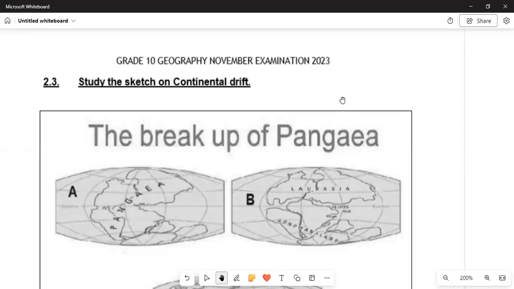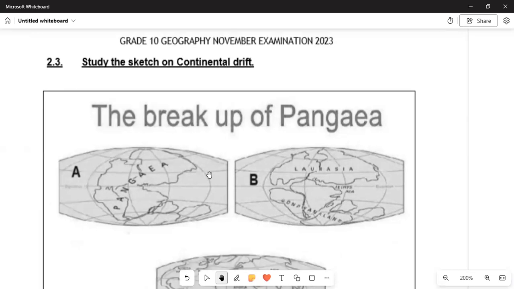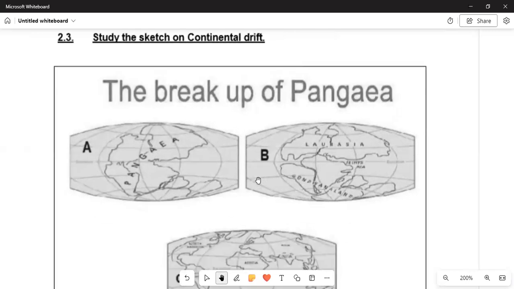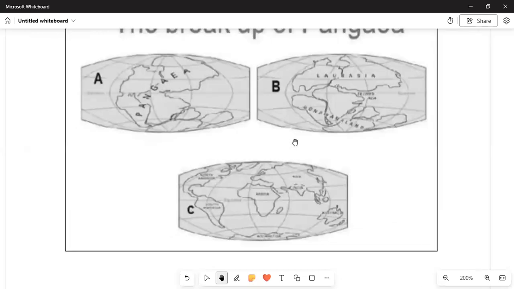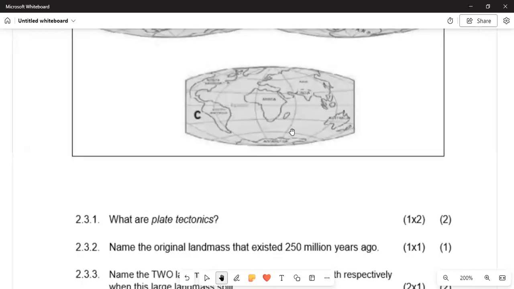the study of the sketch on the continental drift. We have understood the concept based on the continental drift. When these continents move away from each other based on many factors, which we have explained in our previous module, we are giving the breakup of the Pangaea in terms of A, and then the Laurasia in terms of B. So you can see that there was a tectonic movement in terms of the continental drift that has occurred. And then you can see that number C has moved.